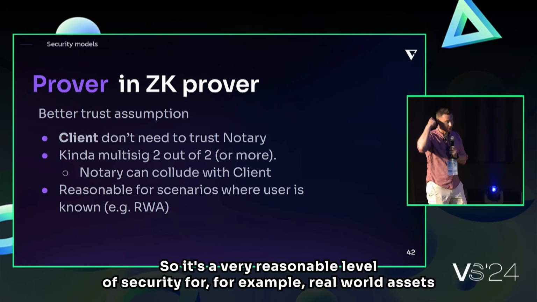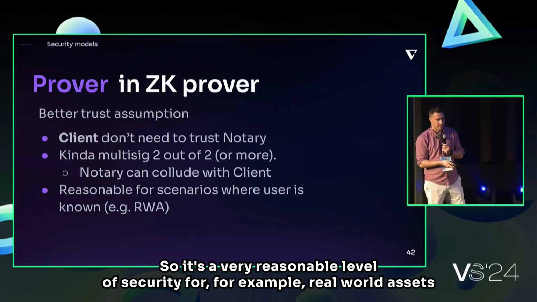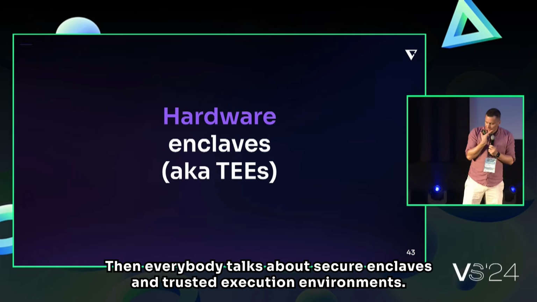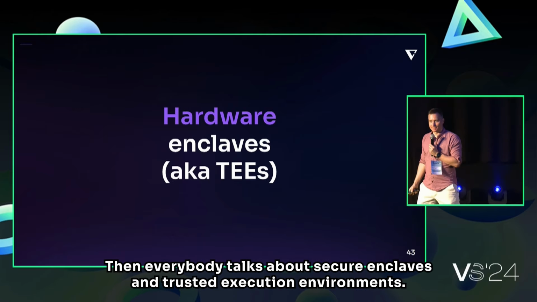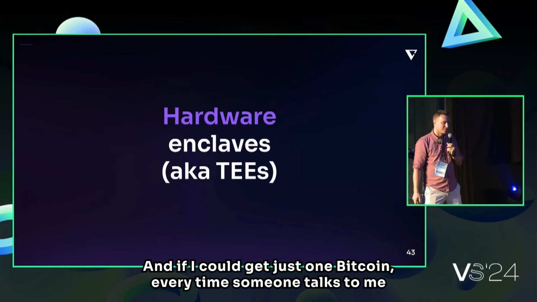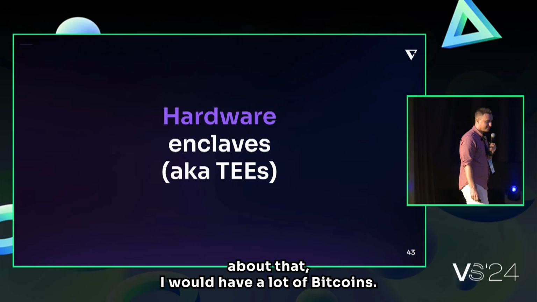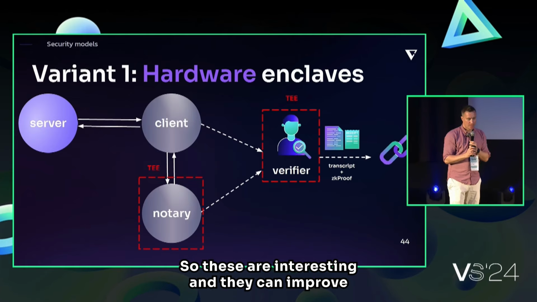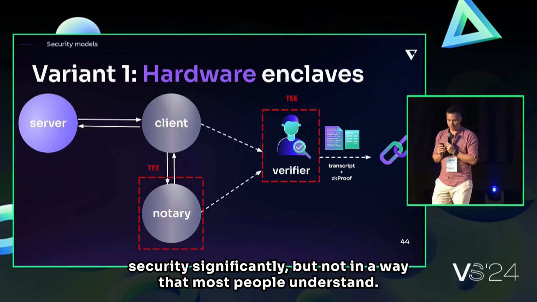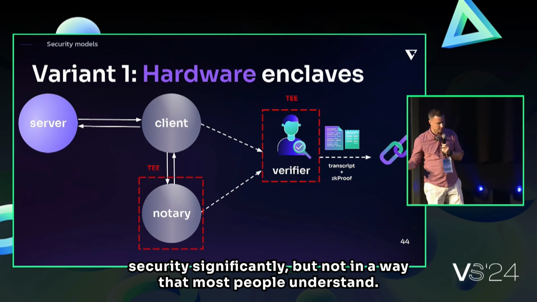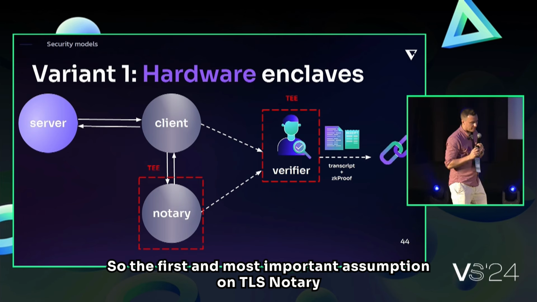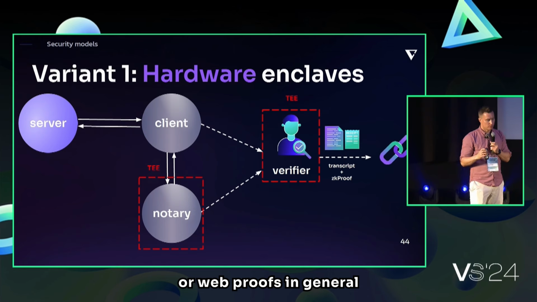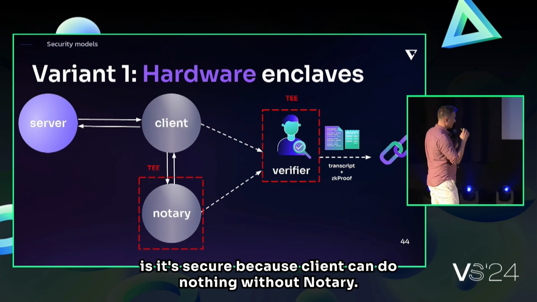Yeah, so it's a very reasonable level of security for example, real-world asset stuff. A little bit more tricky for that Web2, Web3 markets. Then everybody talks about secure enclaves and trusted execution environments. And if I could get just one Bitcoin every time someone talks to me about it, I would have a lot of Bitcoins. So TEs are interesting, and they can improve security significantly, but not in a way that most people understand.